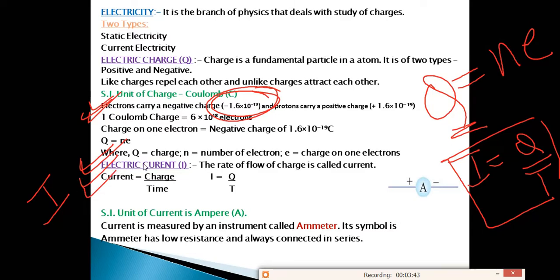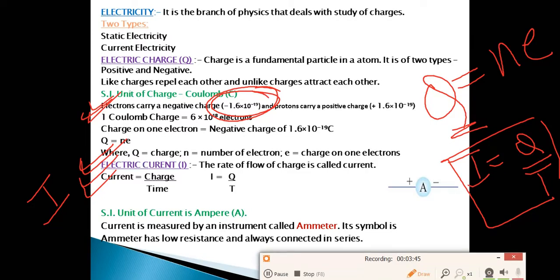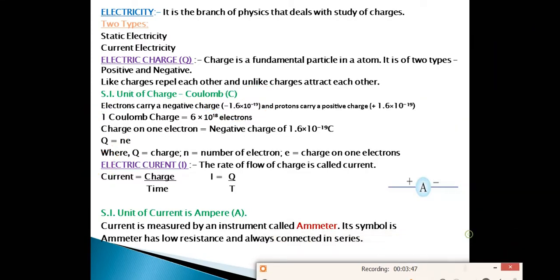SI unit of current is ampere, and the symbol for current is this one. You have to put one circle in the center. You have to write capital A plus and negative sign. So SI unit of current is ampere, denoted with the capital letter A. Current is measured by an instrument. For example, we have different instruments for measuring different things. For measuring temperature we have a different instrument.